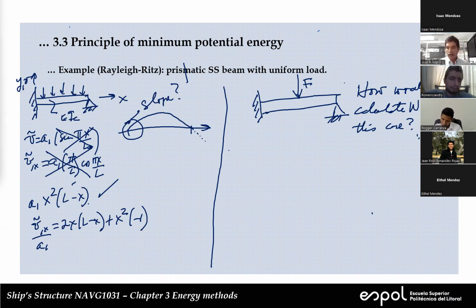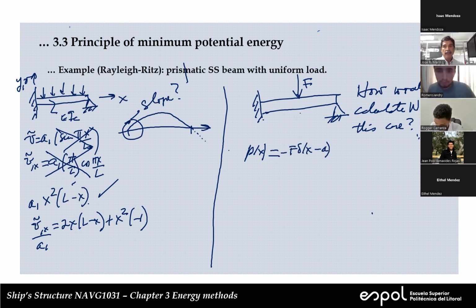Yes, doctor. Okay. So in this case, how would we express P of X? Delta Dirac X. Exactly. So it's going to be minus F delta Dirac, for example, at the position A.